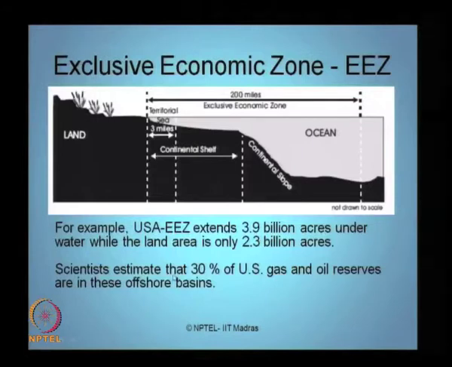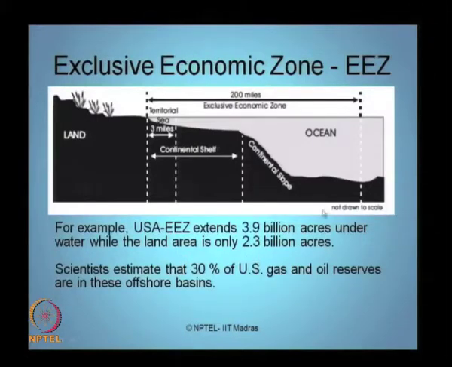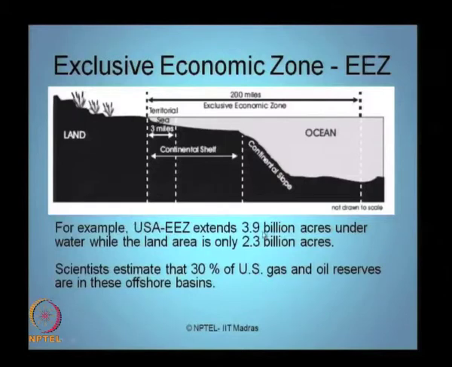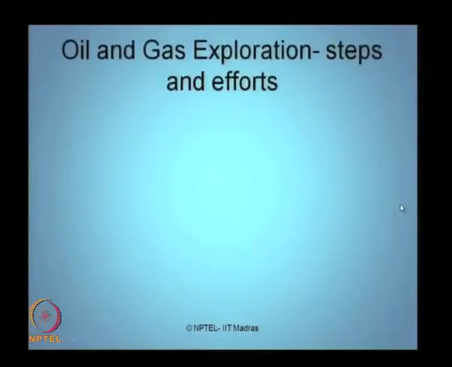If you look at the land area, it is only 2.3 billion acres. What this means is that the exclusive economic zone of the United States, which is about 3.9 billion acres underwater and larger than the land area, is going to serve as about a 30% reserve of the US gas and oil reservoirs in the offshore basins. So, that is a great advantage that US basins have.